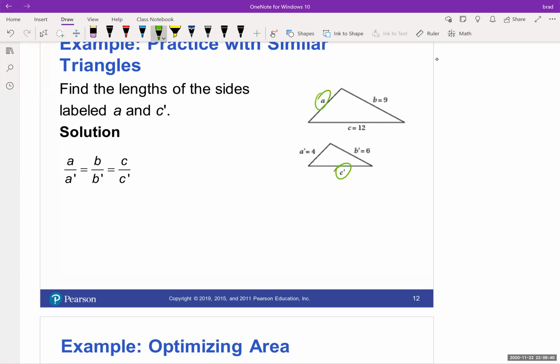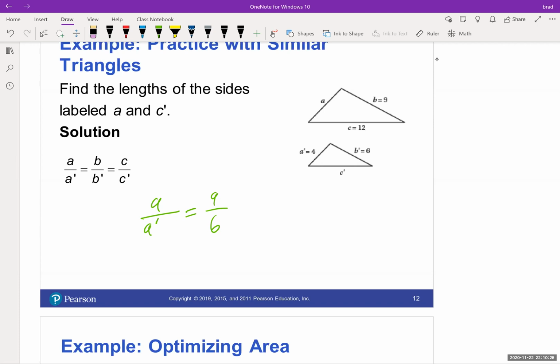The first thing I'm going to do is set up a proportion. I'm going to compare this side to this side, so A over A prime equals... we know both of the B's, so that's the go-between. This is equal to 9 over 6. Notice I used big triangle to small triangle, so I have to follow that same pattern in the other fraction. Whatever pattern you set up, you have to follow it on the other side of the equal sign.